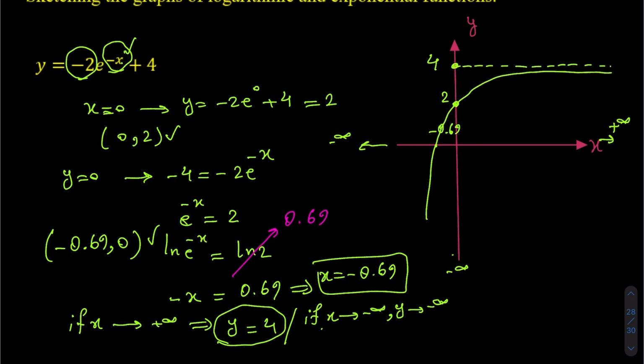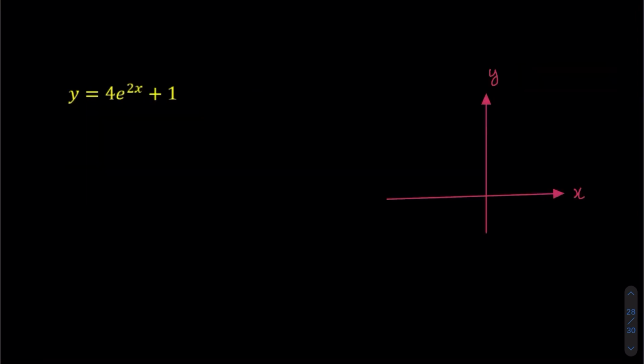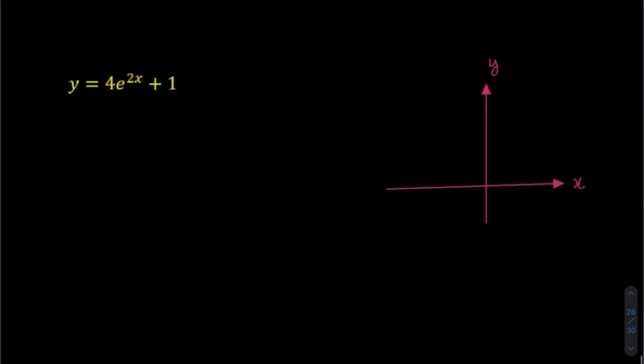So here the curve will never go beyond 4. It will maximum reach 4. Y will get to 4. Okay, so let's solve another example.